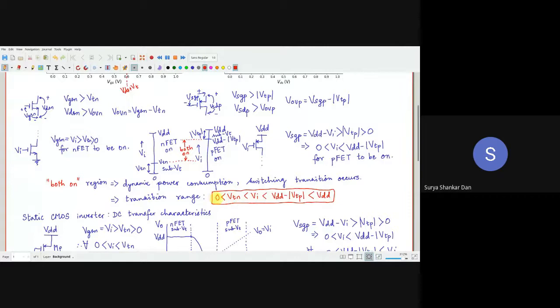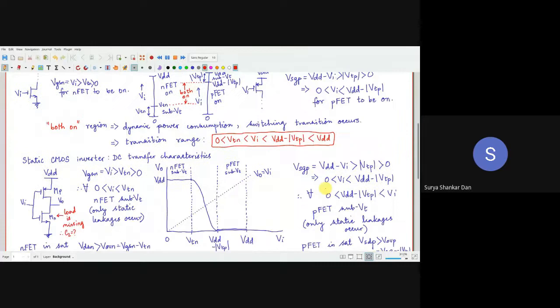VTN is obviously positive. VI has to be greater than VTN, and VI should be less than VDD minus VTP. And this VDD minus VTP is obviously less than VDD. It's clear, because mod of VTP is a positive quantity. Understood? This is in red color. Very important.